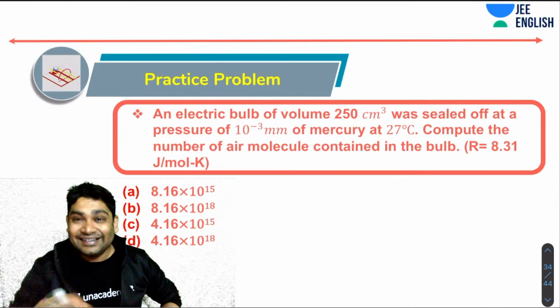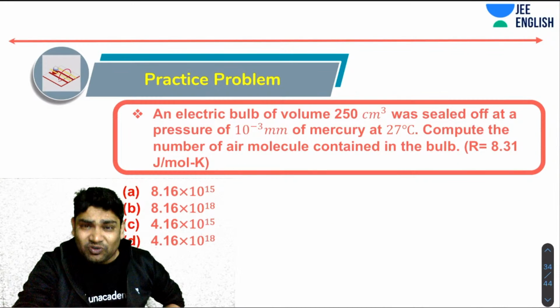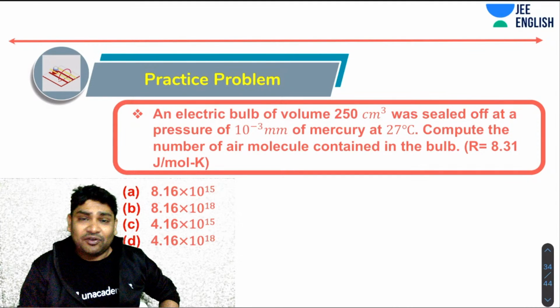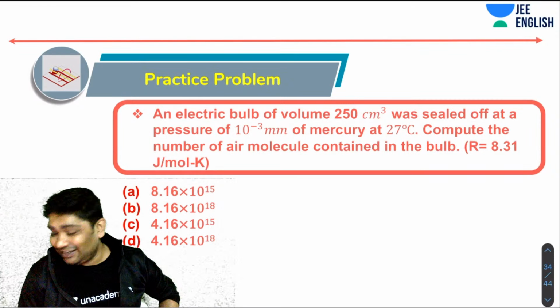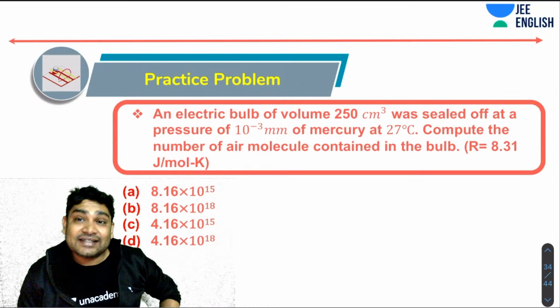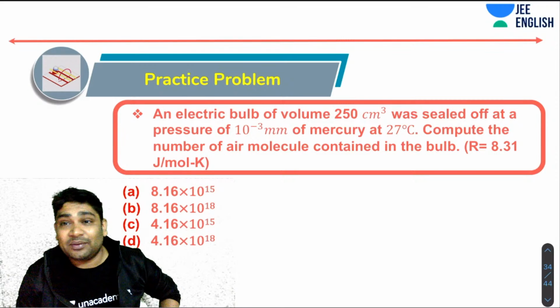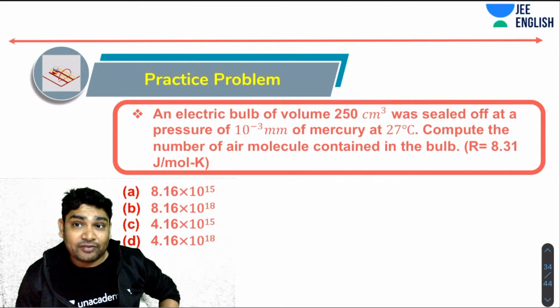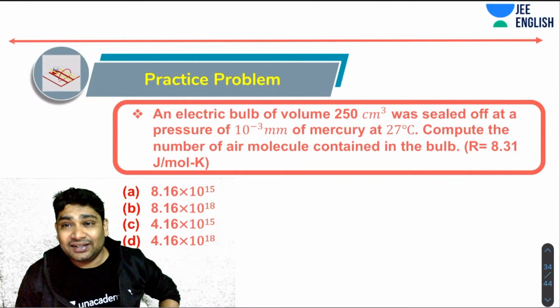All right. Now let's have one small quick problem, and then we will wrap up today's session. We will carry forward the discussion in the next class. So this says that an electric bulb of volume 250 centimeter cube is sealed off at a pressure of 10 to the power minus 3 mm of Hg at 27 degrees Celsius. Compute the number of air molecules contained in the bulb.